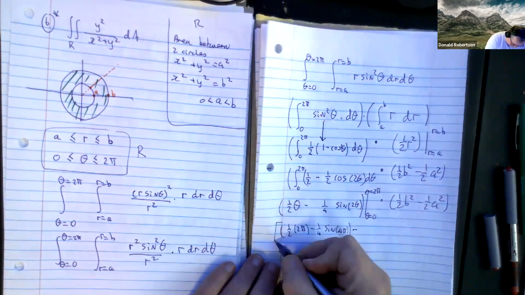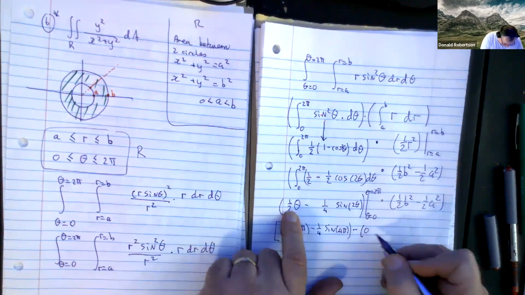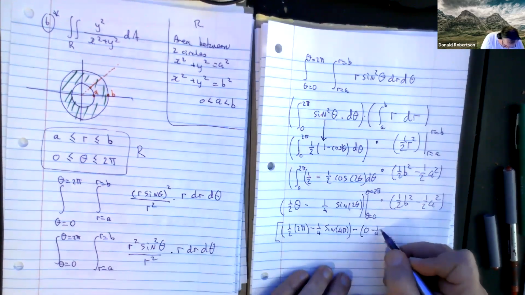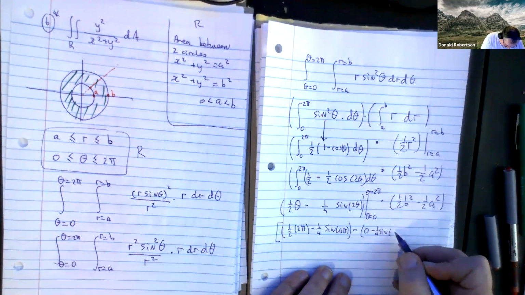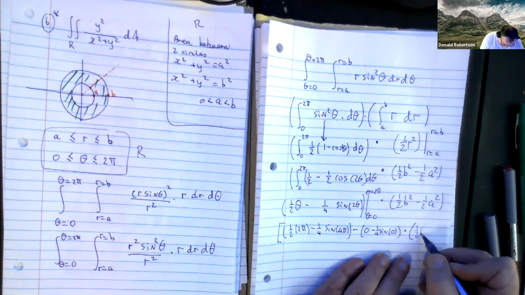Minus 1/2 times 0 is 0. Take away the quarter of the sine of 0. Times all of that stuff.